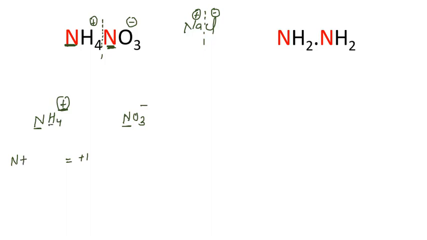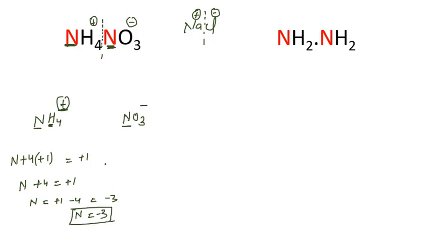Now next, hydrogen is there. Hydrogen attached to non-metal shows +1 oxidation number, and hydrogen attached to metals shows -1 oxidation number. There are 4 hydrogen, I mention here 4. Now we can simplify. Nitrogen plus 4 is equal to +1, then nitrogen is equal to +1 minus 4, then here we get -3. You can see nitrogen shows -3 oxidation state, the oxidation number in the ammonium ion is -3.